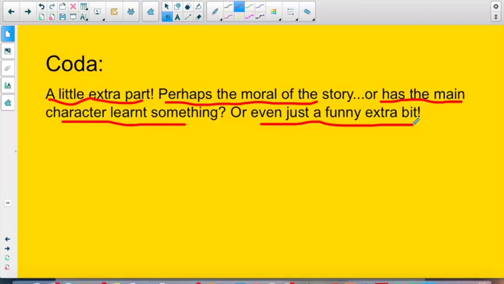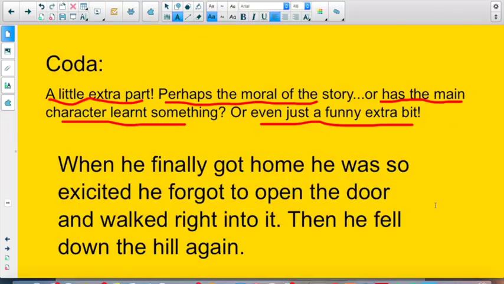What do you think? It could be a moral, the moral of the story, or he could walk straight and not fall over. Oh, he could fall down. Maybe when he got home, he was so excited that he didn't look where he was going and fell down the hill again. How's that? That's funny, isn't it? That's a nice little ending, okay? So here's a great coda for us, a little extra part, a little funny bit actually, that shows us that he actually hasn't learned something. It's just a little funny extra bit. When Tom finally got home, he was so excited he forgot to open the door and walked right into it. Then he fell down the hill again.